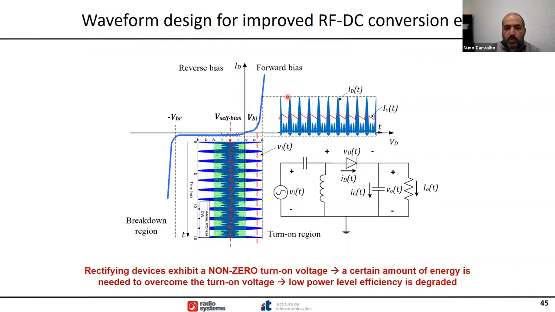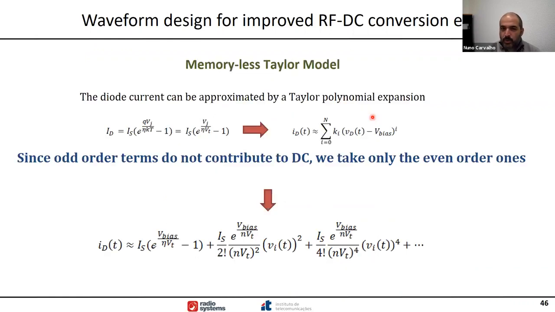So the output is going to have higher peaks, and the average of the output, which is the DC, will go up. So for a simple scenario, you can actually increase the RF to DC conversion a lot.